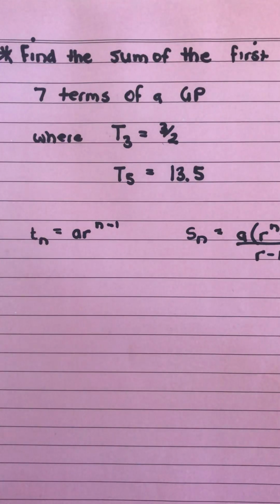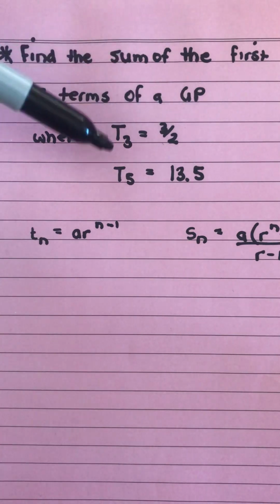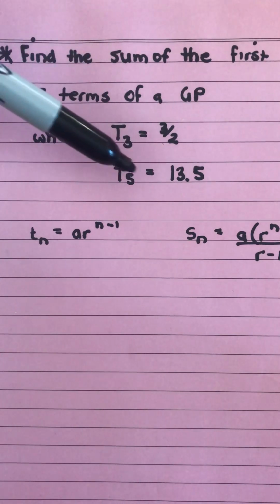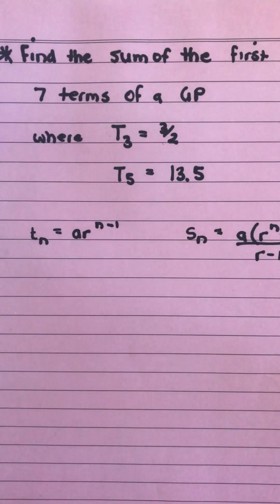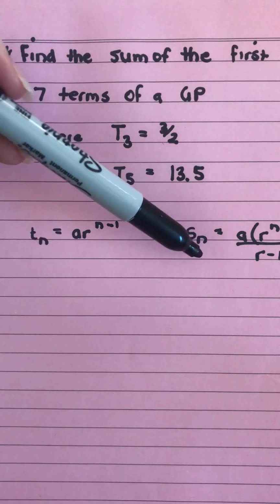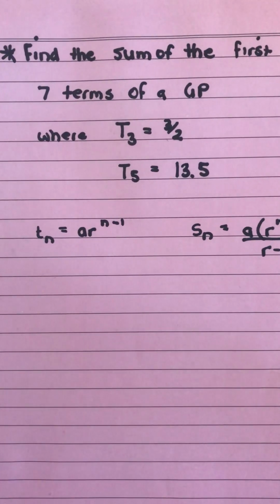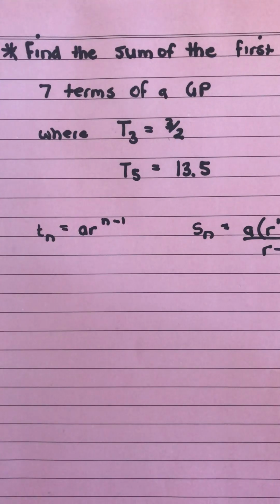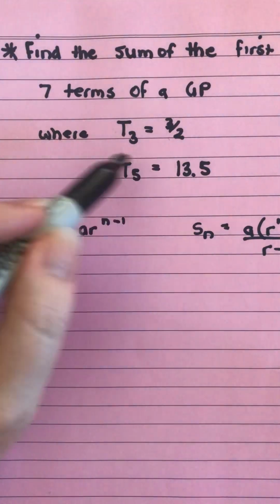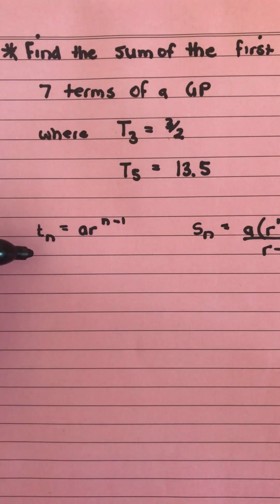Okay, having a look at a question involving finding the sum of the first 7 terms of a GP, where we're given what our third term is and what our fifth term is. So we're going to have to use both our rule for the general form of a GP for a general term, and also our sum of a GP formula once we've worked out our A and our R. So we're going to use these two pieces of information here to solve for A and R.